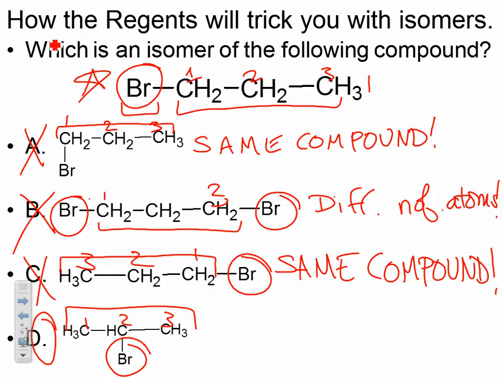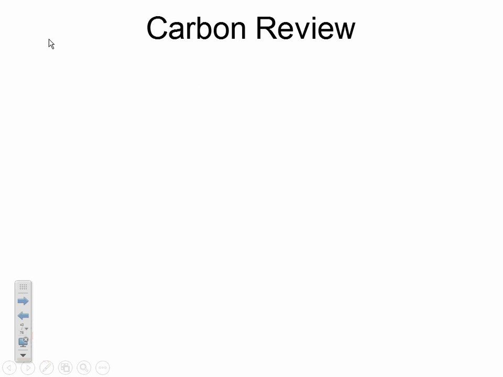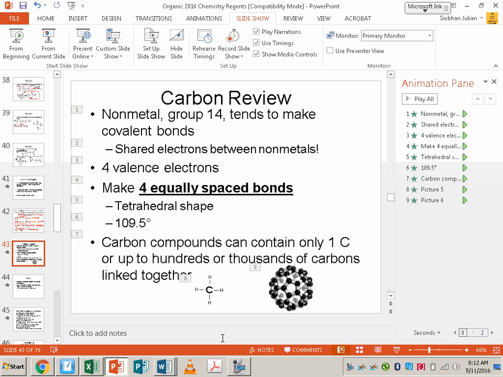So I have 1-bromopropane in the given, and this is 2-bromopropane. The exact same number and type of each element, but the bromine is bonded in a different position. The bromine is now attached to the number 2 carbon versus the number 1 carbon. So that one's the isomer. Same number and type of each atom, but different bonding, different structural formulas, and as such, will have totally different properties.